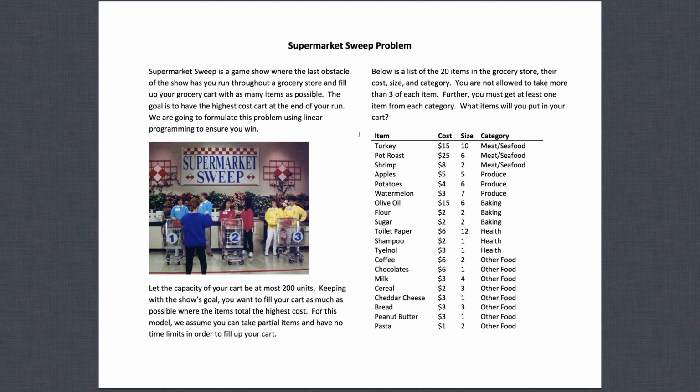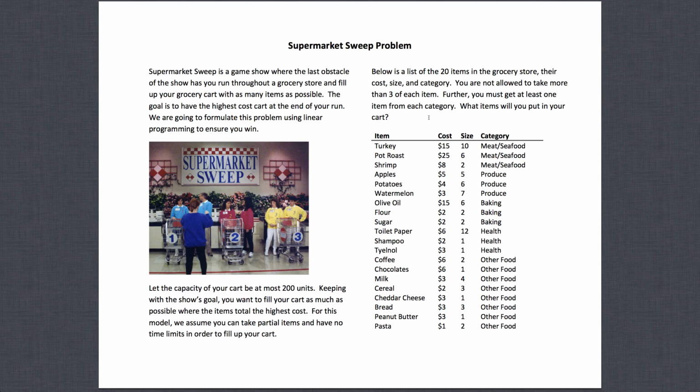Here I have a list in our grocery store. It's a small grocery store. We only have 20 items, and we have their associated cost and size as well as a category. We're not allowed to take more than 3 of each item, and further, we must take at least 1 from each category, so we need a balanced cart here. And we ask, what items will you put into your cart?